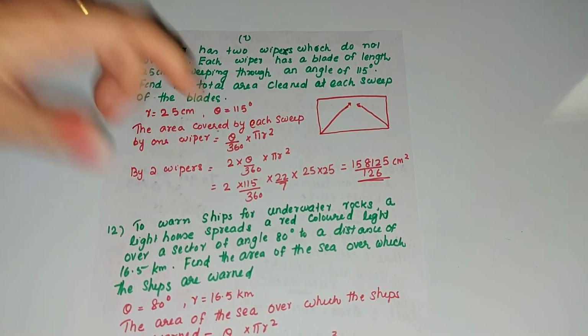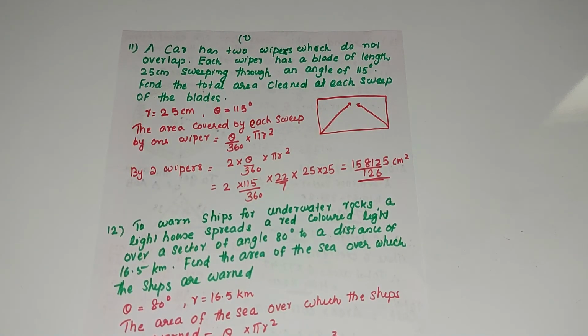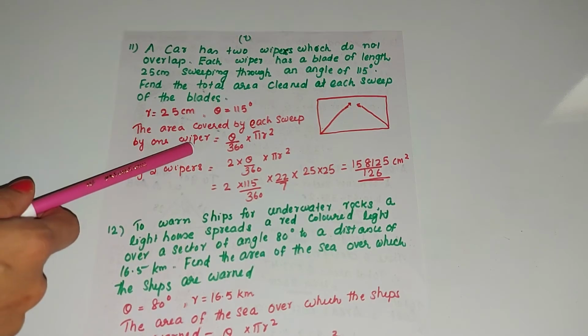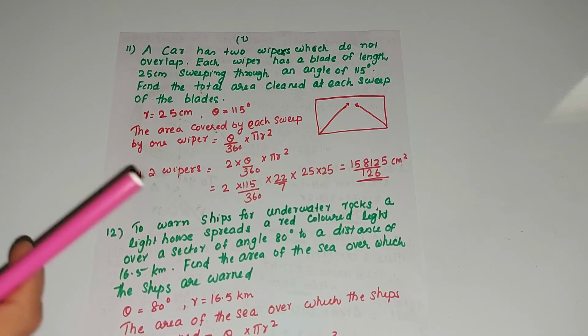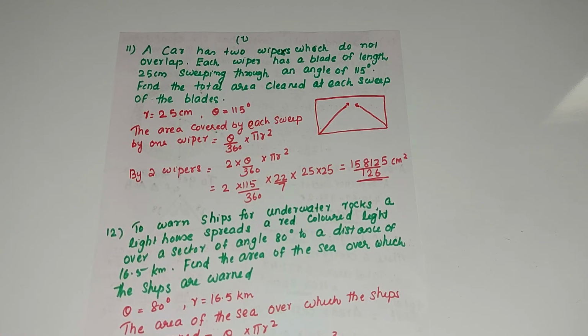We know that each sweep makes a sector. So the angle made by each sweep is 115 and the radius is 25 centimeter. By one wiper it is equal to theta by 360 into pi r square. For two wipers, 2 into theta by 360 into pi r square. So 2 into 115 by 360 into 22 by 7 into 25 into 25, it's equal to 1,58,125 by 126 centimeter square.